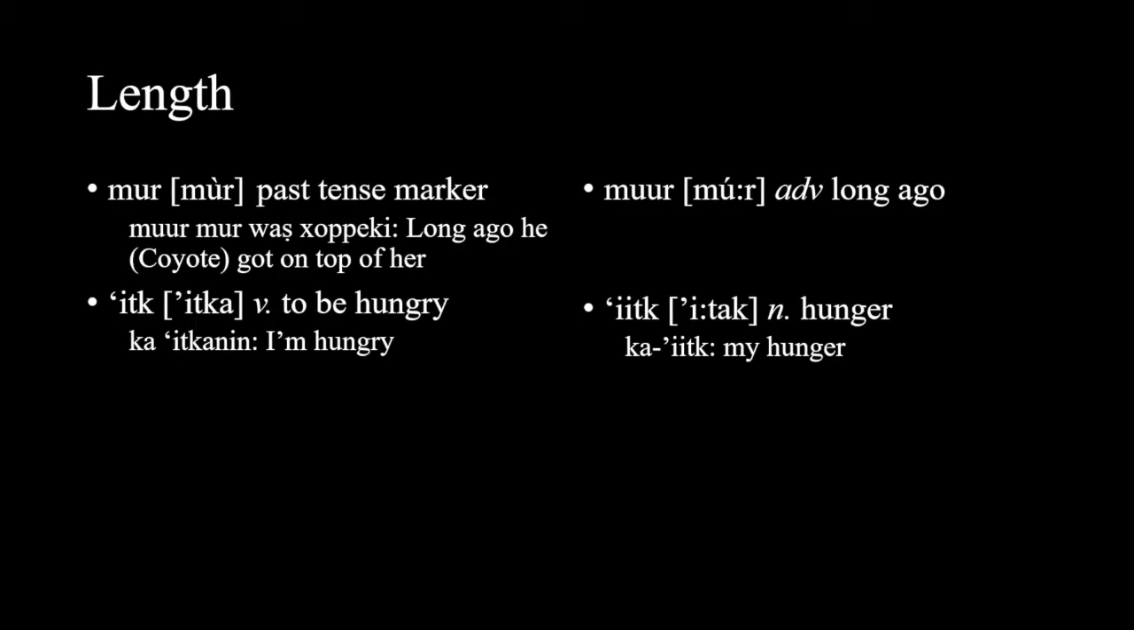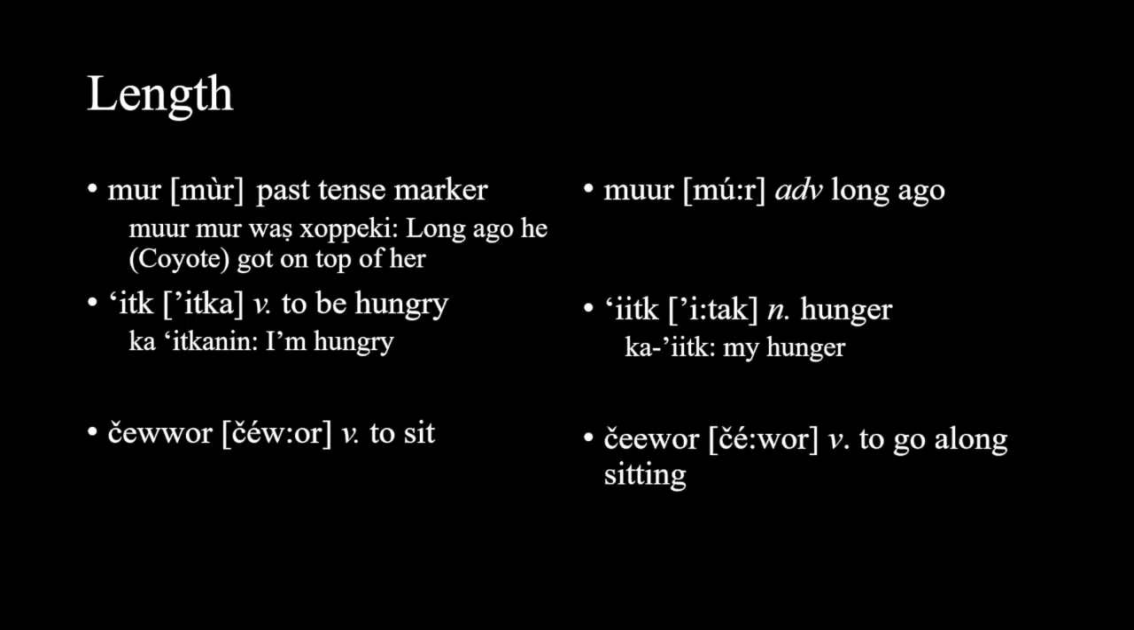Now the vowel length is very important. Let's look at something else. Chewor means to sit. This is the regular word for to sit. Chewor. Now there's a process in Rumshan, and we have chewor instead of a double W. We have a double E. Chewor. So chewor versus chewor.